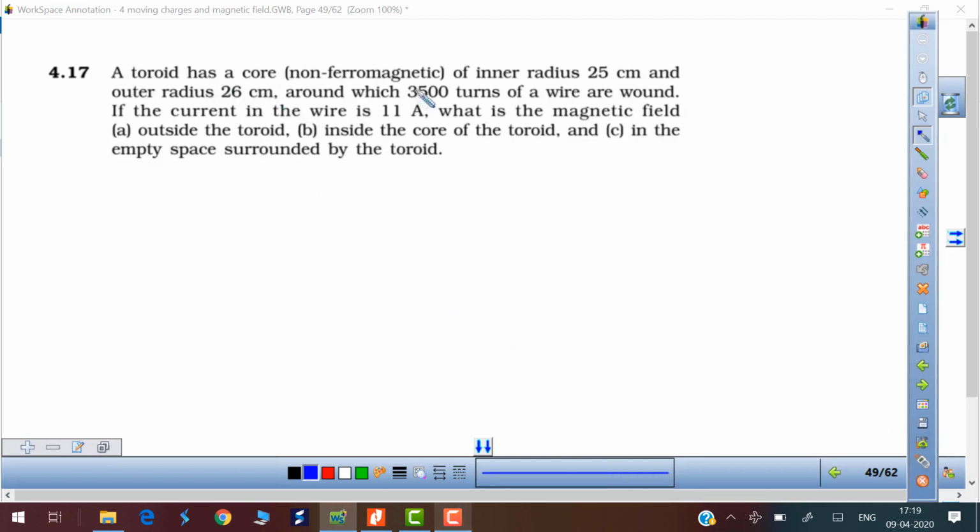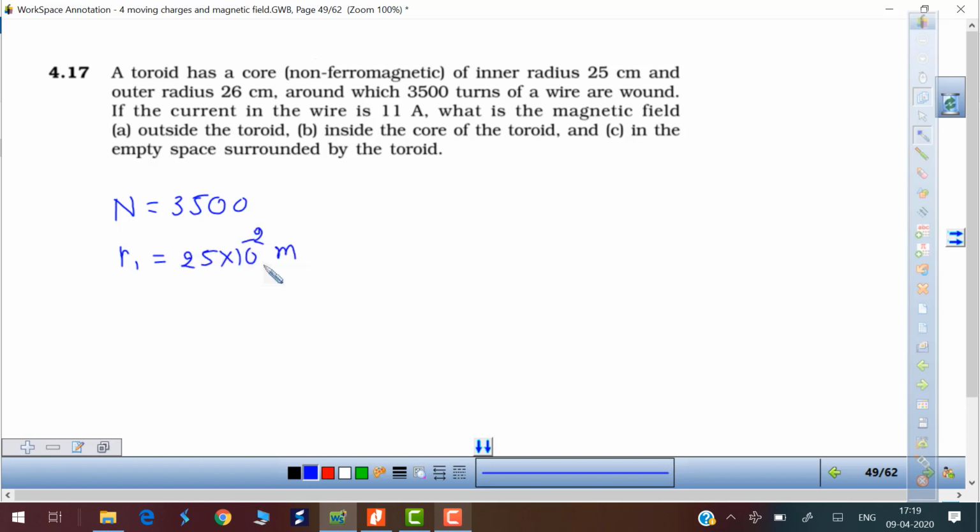A toroid has a non-ferromagnetic core of inner radius 25 cm and outer radius 26 cm, wound with 3500 turns. So total number of turns is 3500. R1 is 25 cm and R2 is 26 cm, so I convert into meter, into 10 raised to minus 2 meter. And current is 11 ampere. Then what is the magnetic field outside?